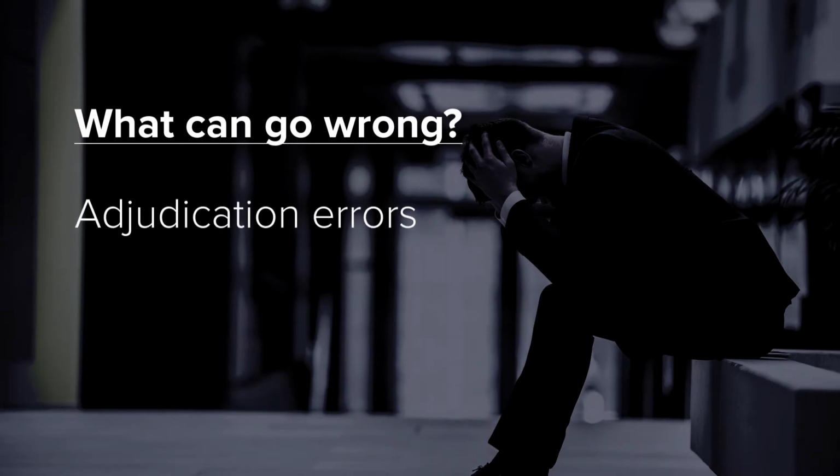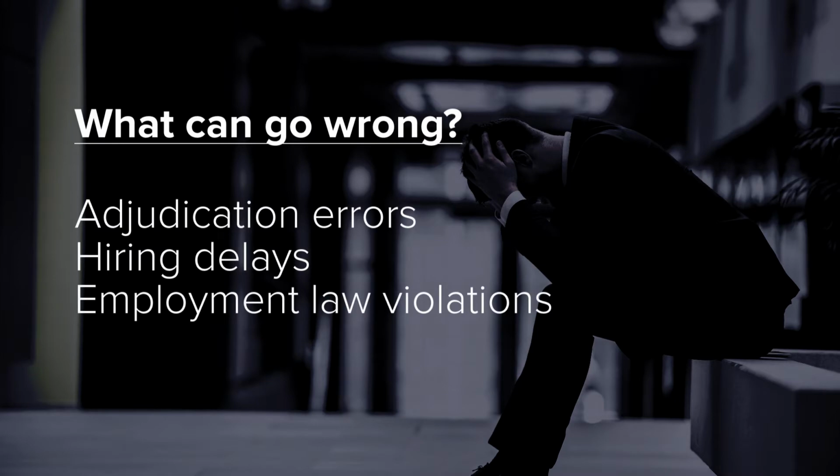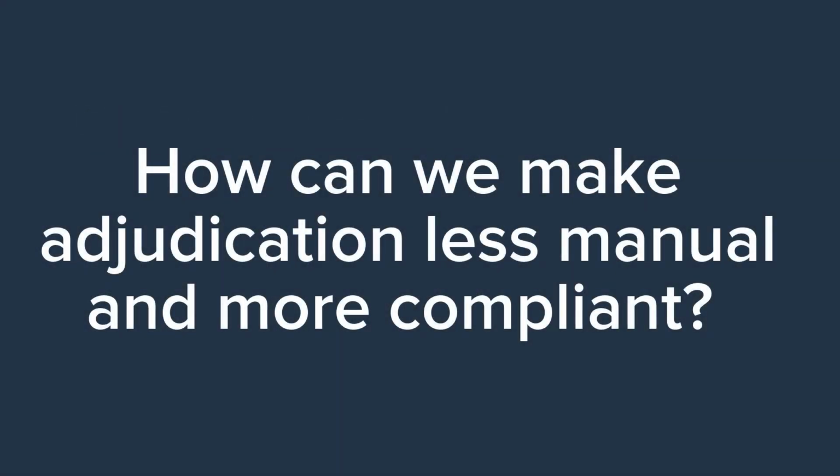One of your adjudicators might make the wrong decision and decline Tony, or you might not look at his report in time to decide whether to engage with him, so you lost a good candidate. And even worse, you're now potentially at risk for a violation of state employment law because you didn't follow proper procedures. So how can we make adjudication less manual and more compliant to save you time and avoid risk?